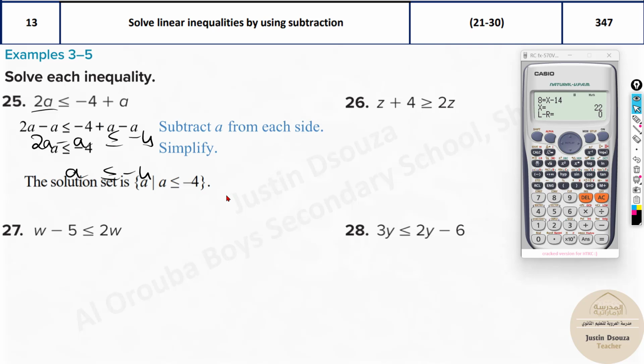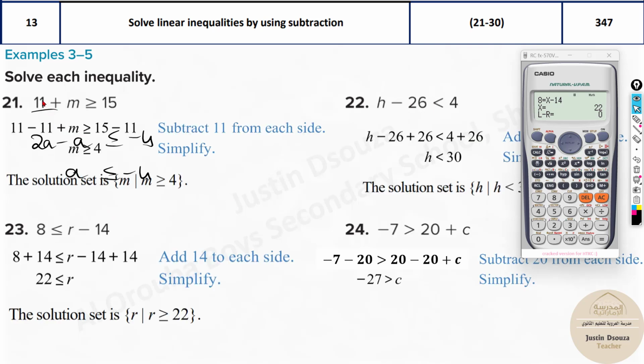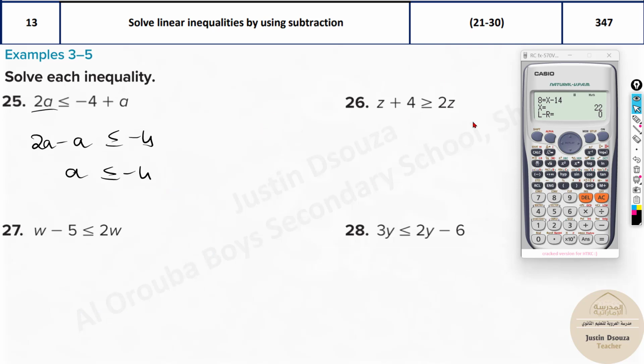Now what if you move this 2a to the other side? Let's do it over here. The most important thing is you must only move the smaller symbol to the other side. Let's do both the methods. First, let's do the correct method, okay? Move z to the other side because 2z is bigger than z. It'll be 4 is greater than or equal to 2z minus z. 4 is greater than or equal to z. Or we can write it as z is less than or equal to 4.